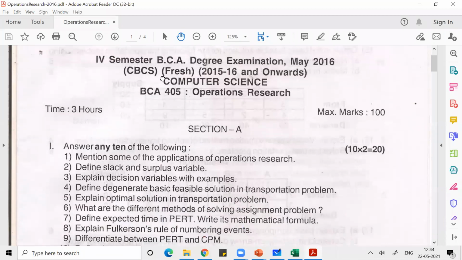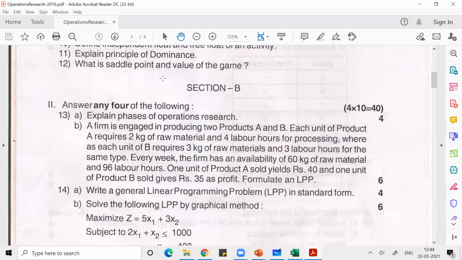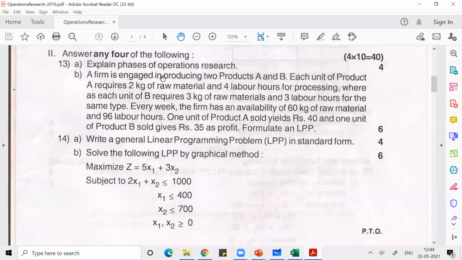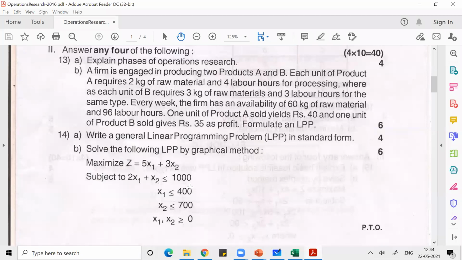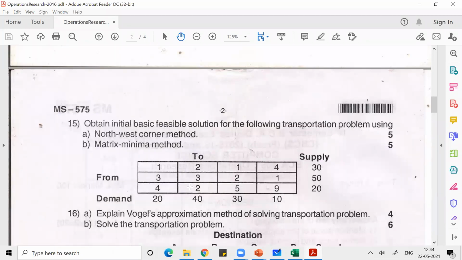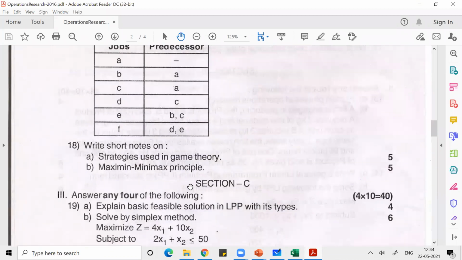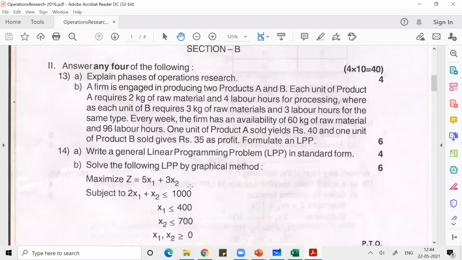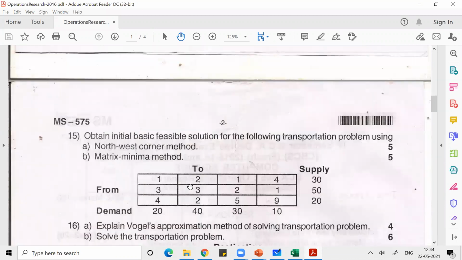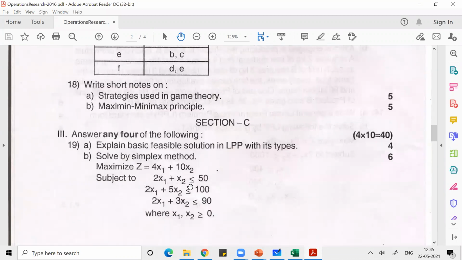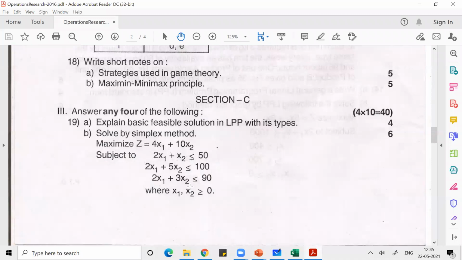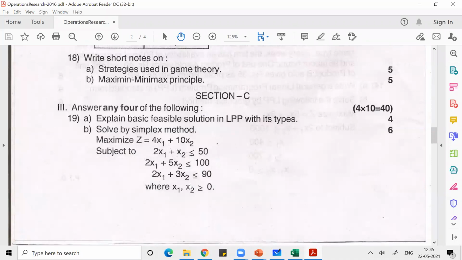You can see in your question paper, every year you get a problem: solve the following LPP by using the graphical method. It's very common, the problems on the graphical method come every year. It came as a 6 marks problem. Then the simplex method again came for 6 marks. So you can understand the importance.